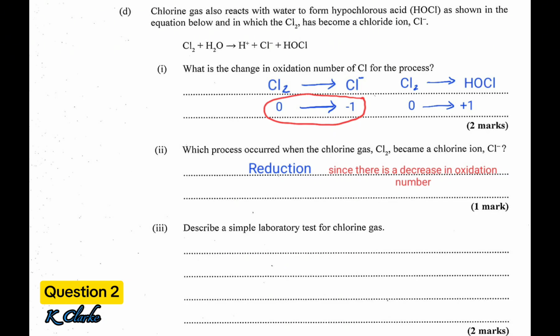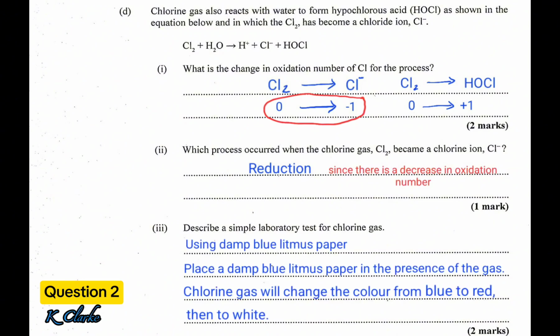Part 3. Describe a simple laboratory test for chlorine gas. Using damp blue litmus paper test. Place a damp blue litmus paper in the presence of the gas. Chlorine gas will change the color from blue to red, then to white.